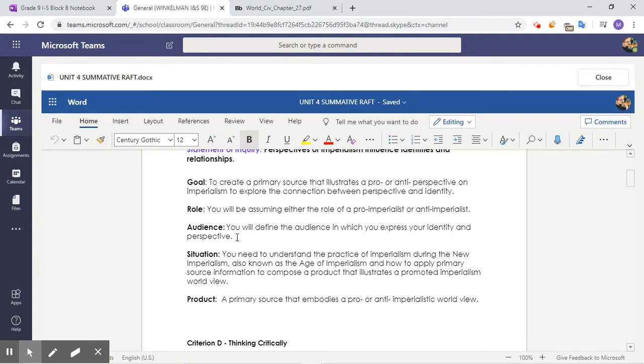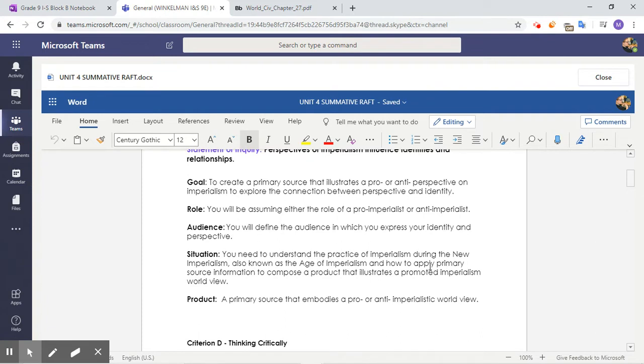Audience, are you going to write a letter to somebody who is that person? Are you going to give a speech? Are you making a political cartoon that's going to go in a newspaper, and the audience would be the public of England? Situation, you need to understand the practice of imperialism during the new imperialism. So days 19 and 20, you had introductory videos that explained everything. I gave 2 little lessons about it live. So if you joined those, hopefully you'll understand.